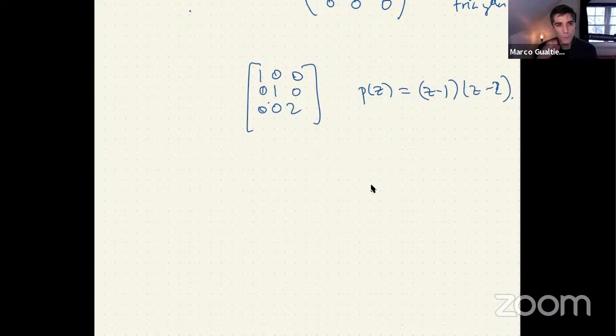Okay. The whole purpose of all this, again, is for when there are not enough eigenvectors and you need to have something else. And that something else is a generalized eigenvector.